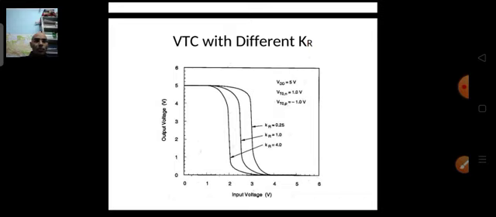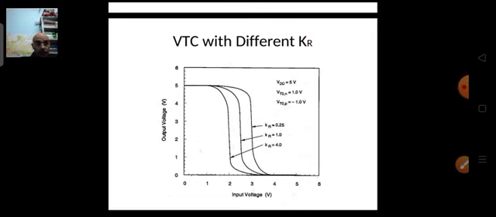So Kr is Kn upon Kp. If we increase the W/L ratio of the NMOS, then our PMOS will become weaker than our NMOS. If the W/L ratio of NMOS is larger than the W/L ratio of PMOS, then the characteristics which you will see will be the inner one. Let's say this is Kr equal to 4. When Kr is equal to 4, the W/L of NMOS is 4 times the W/L ratio of PMOS. In the previous case, both were the same, so W/L of NMOS was equal to W/L of PMOS.